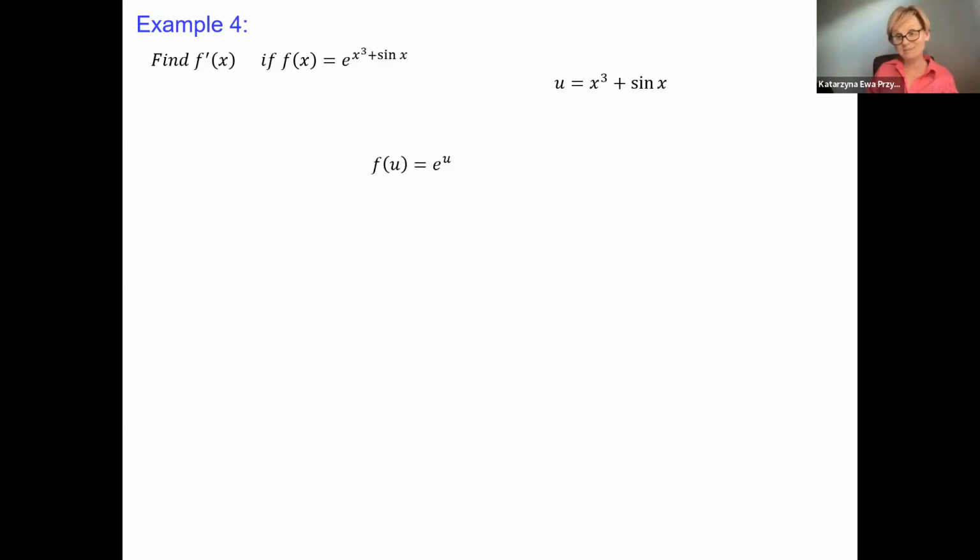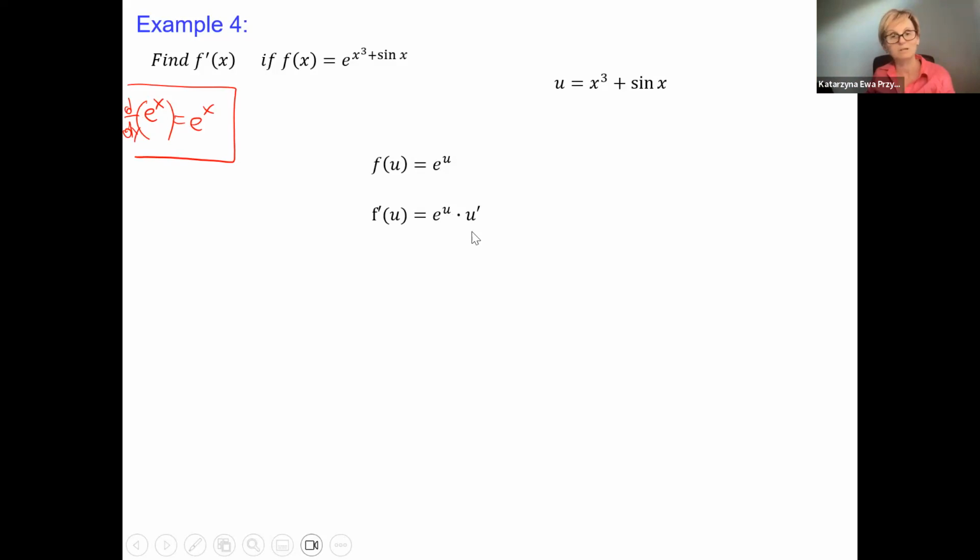E to the u. What's the derivative of e to the x? The derivative with respect to x is just the same function. Yes, exponential. E to the x is just e to the x. Then e to the u is just e to the u. But we will multiply by u prime. The derivative of e to the u is e to the u times the derivative of that exponent u, which is u prime. Now I can replace u: x cubed plus sine of x, times the derivative of x cubed plus sine of x, 3x squared plus cosine of x, and we can leave it like this.